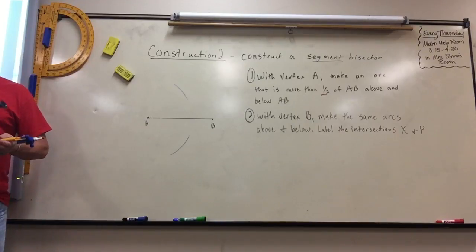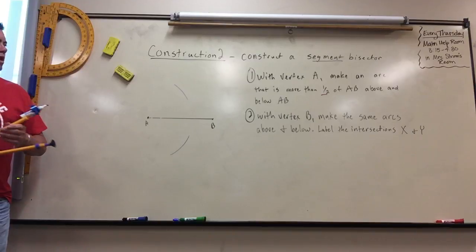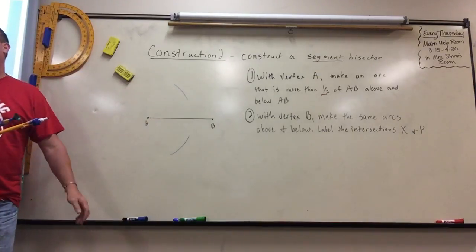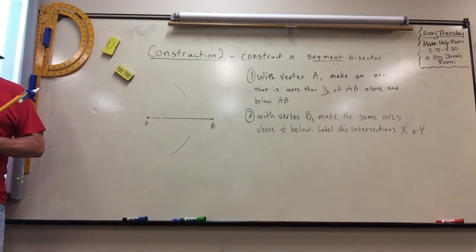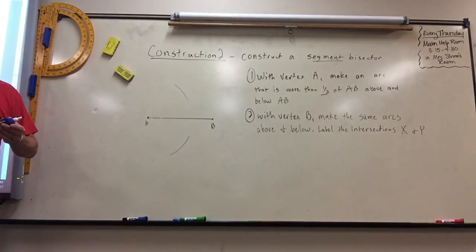So we don't label the first ones, we label the second ones? Well, there's nothing to label yet, because we don't have any intersections yet. Never mind. I'll figure it out.